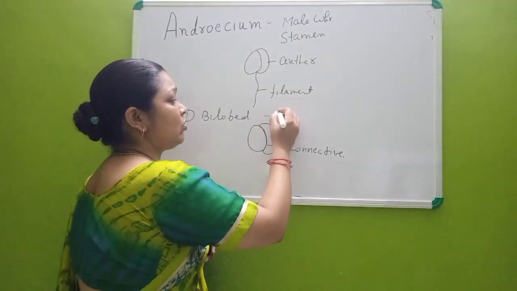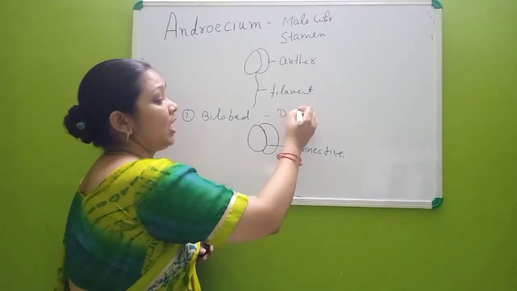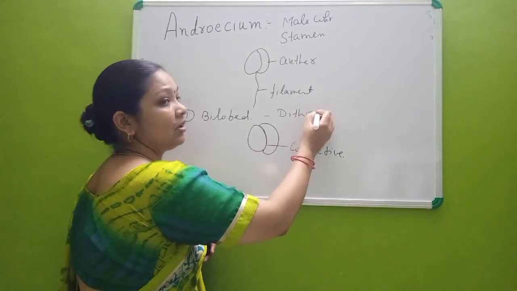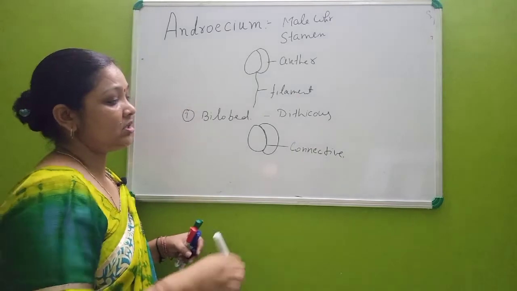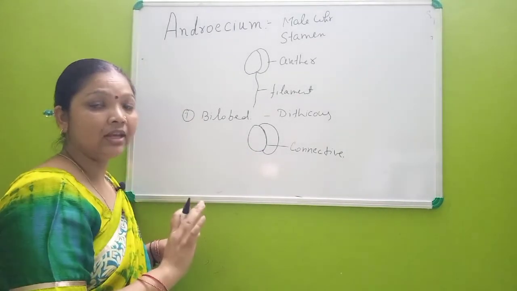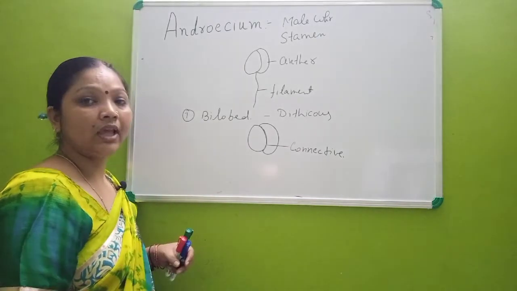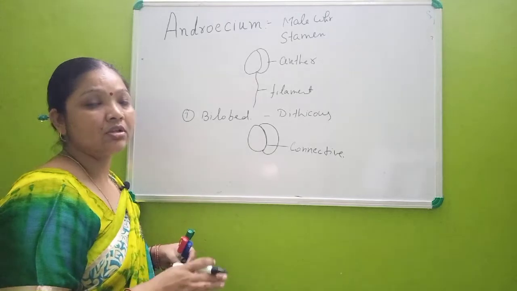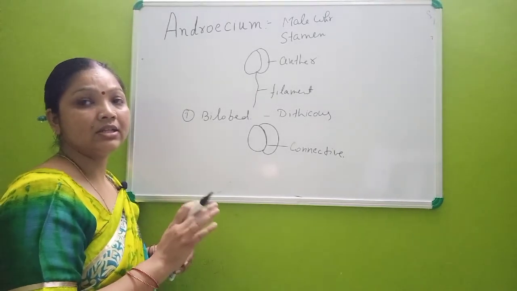It is also called diathecous anther. So it is a bilobed structure connected by a connective tissue that is sterile in nature, that does not participate in the process of fertilization. So that's why it is called sterile, and it is also called diathecous anther.